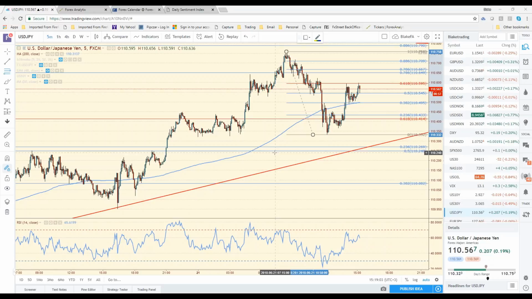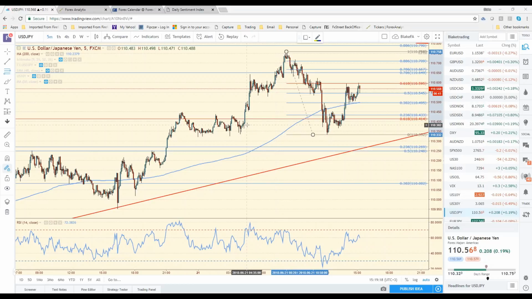And I mentioned this yesterday. Yesterday was literally like trying to trade during New Year's Eve. That's how bad yesterday's trading was. It was 10 pip ranges. It was horrible. And I expect a lot of the same today.